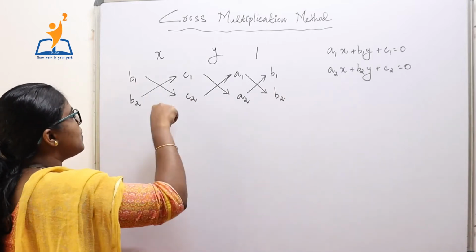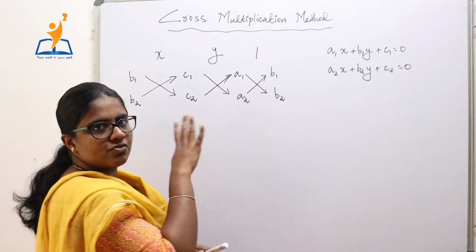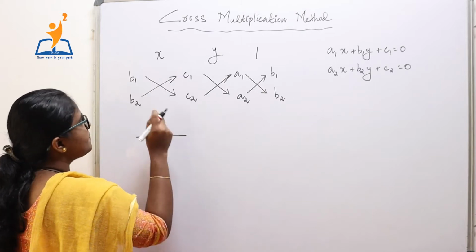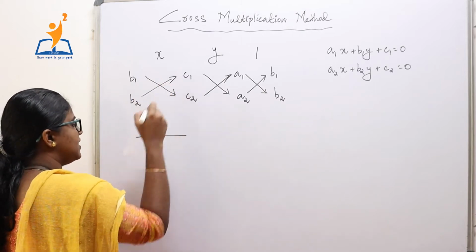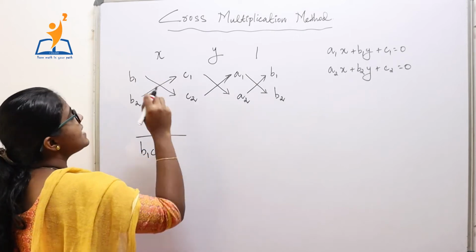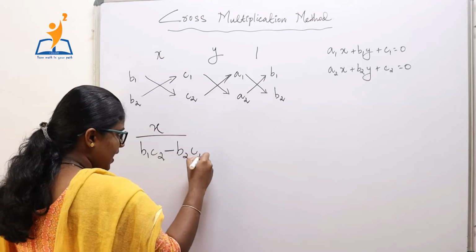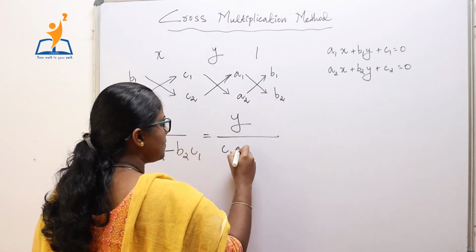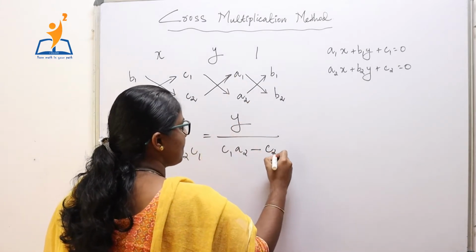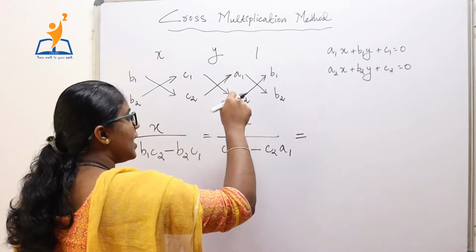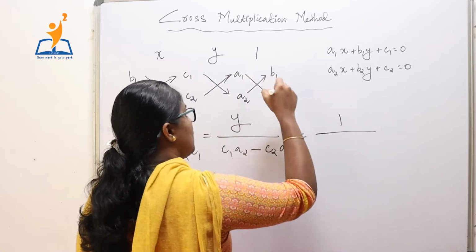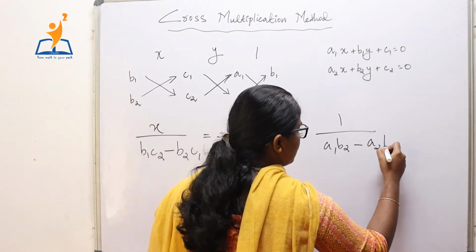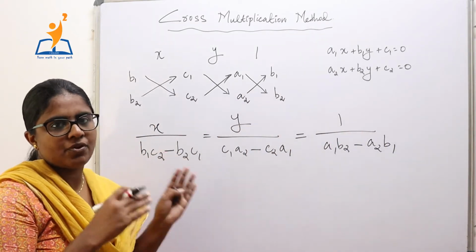Now we want to multiply these pairs. Each of these pairs we have to multiply, and the formula is x by b1 c2 minus b2 c1, again equals y by c1 a2 minus c2 a1, which is equal to 1 by a1 b2 minus a2 b1. This is basically the equation for x and y.